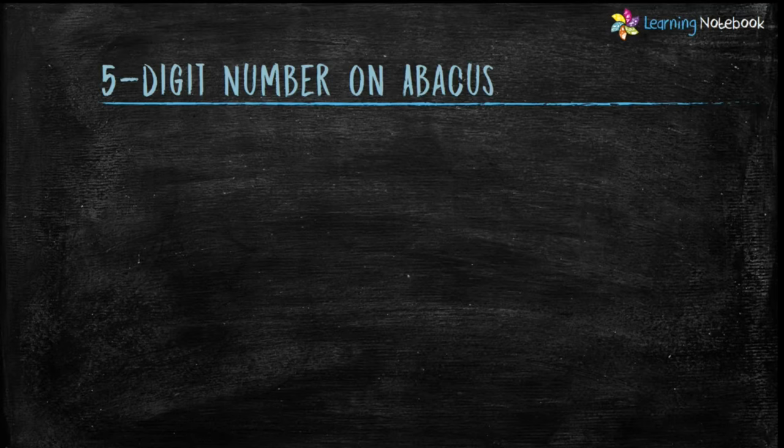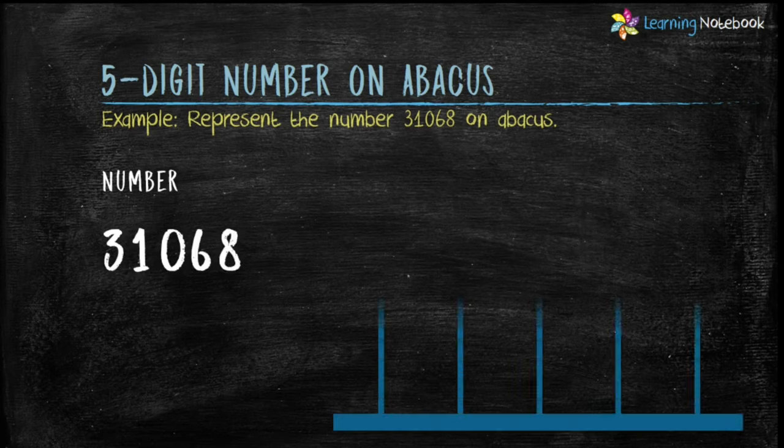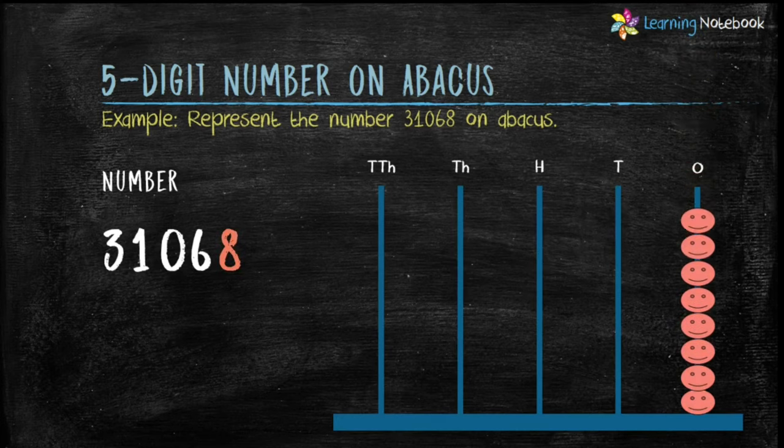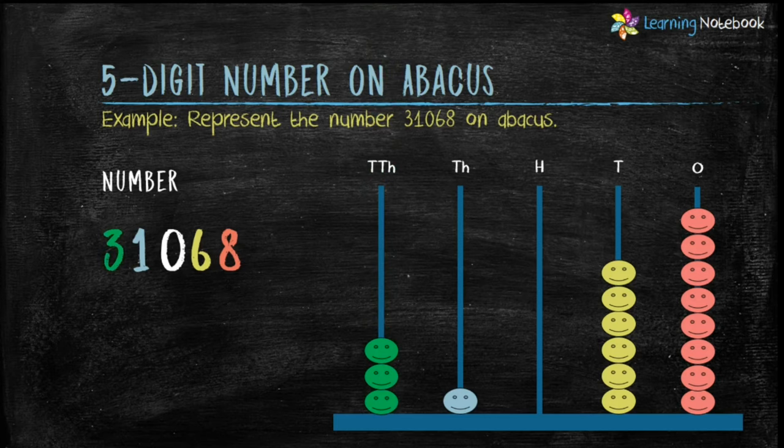Now let's see how to represent a 5-digit number on Abacus. The example is to represent the number 31068 on Abacus. Since we have 8 at 1's place, we will put 8 beads at the 1 spike. Next we have 6 at 10's place, so put 6 beads at the 10 spike. Then 0 at 100's place, so we will not put any beads at the 100 spike. Next we have 1 at 1000's place, so let's put 1 bead at the 1000 spike. And lastly we have 3 at 10,000's place, so we will put 3 beads at the 10,000 spike. So students, this is how we represent a 5-digit number on Abacus.